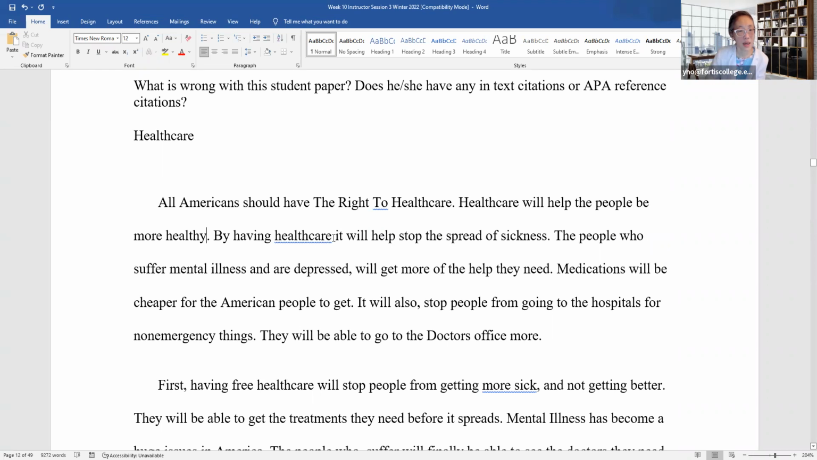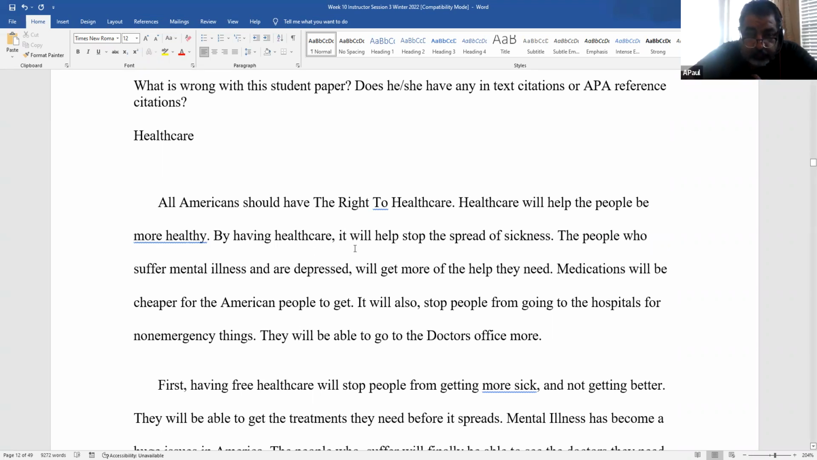"By having health care," and so here you have an introductory phrase. "It will stop the spread of sickness. The people who suffer mental sickness and are depressed will get more help. They will get more of the help they need. Medications will be cheaper for people to get. It will also stop people from going to the hospital."